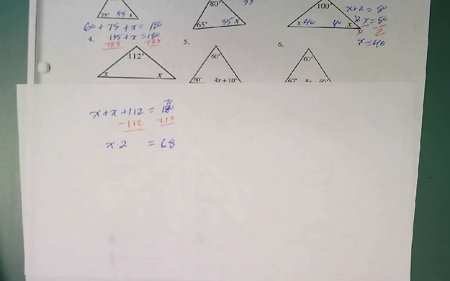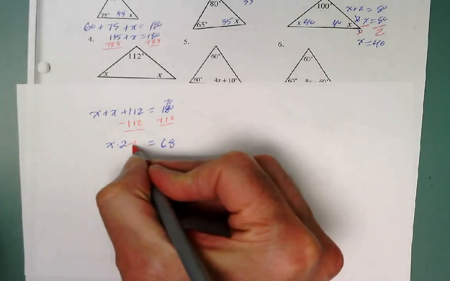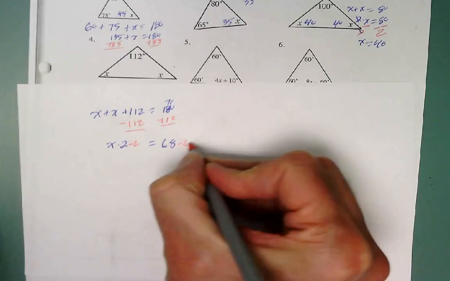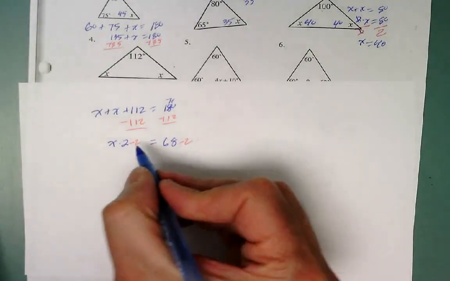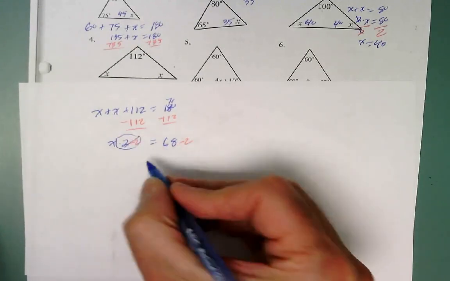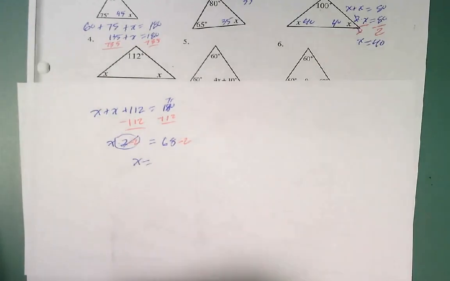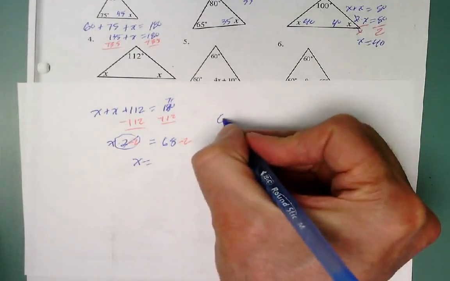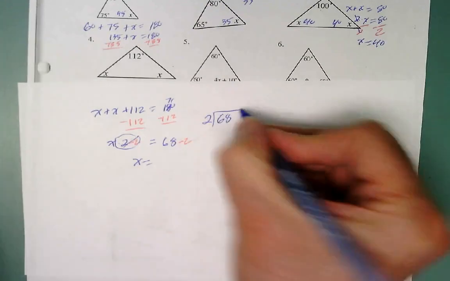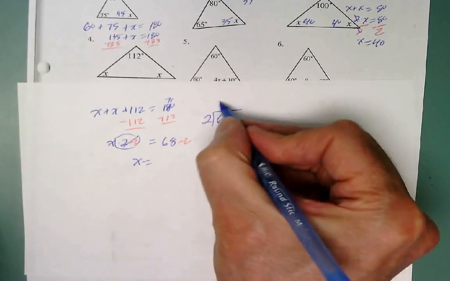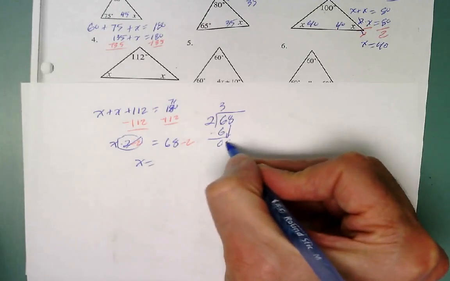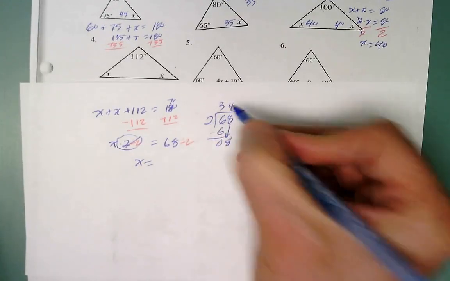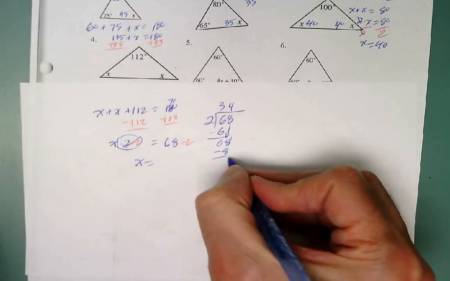How do I get rid of that times 2? I do the opposite. Divide by 2. If I do it to that side, got to do it to this side, right? Same thing to the other side. Times 2 divided by 2 cancel out. X equals 68 divided by 2. You can come over here and do the division problem and say 2 goes into 6 3 times. 3 times 2 is 6. Writing down the next number, and 2 goes into 8 4 times. So x is going to equal 34 on these.